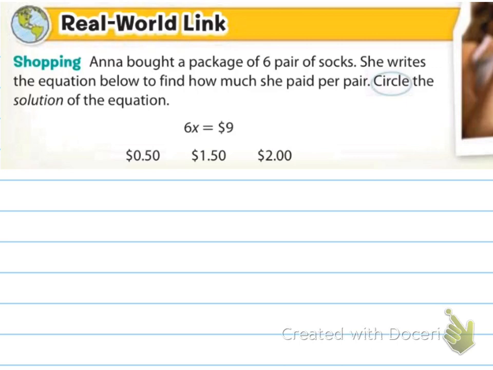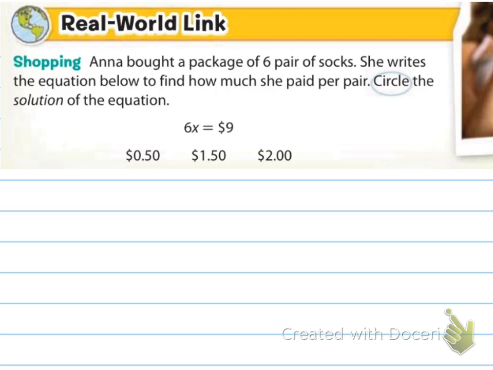Alright, so the first real world link, it says, Anna bought a package of 6 pairs of socks. She writes the equation below to find out how much she paid per pair. Circle the solution of the equation. So, this is pretty much real world. You go to the store, you want to buy a package of socks, or you've got these individual socks and you're trying to figure out which is a better deal or if it's worth spending the money on it.